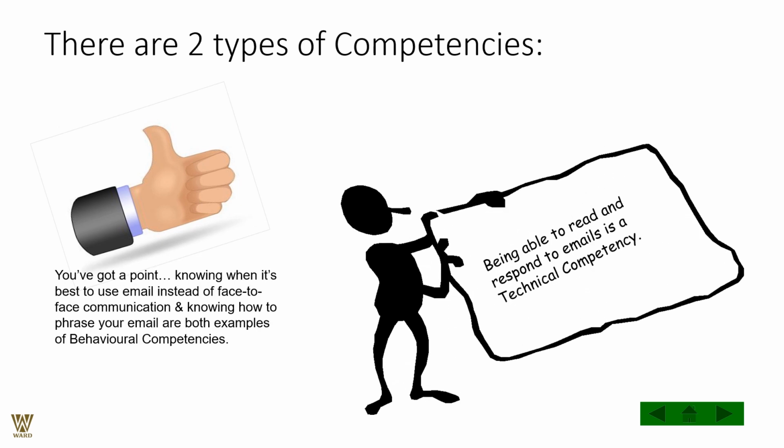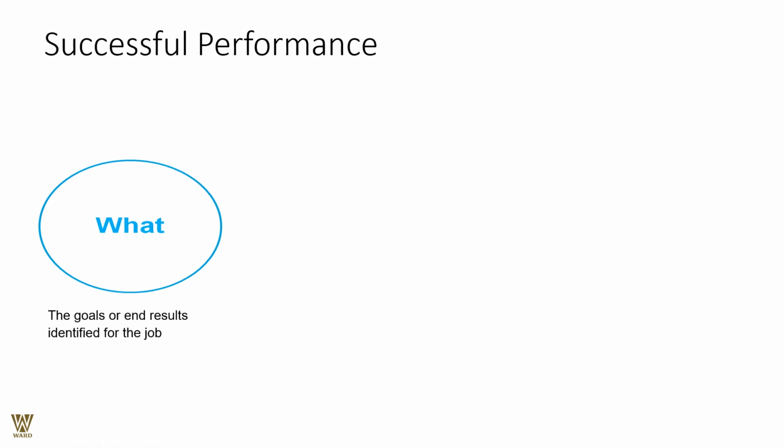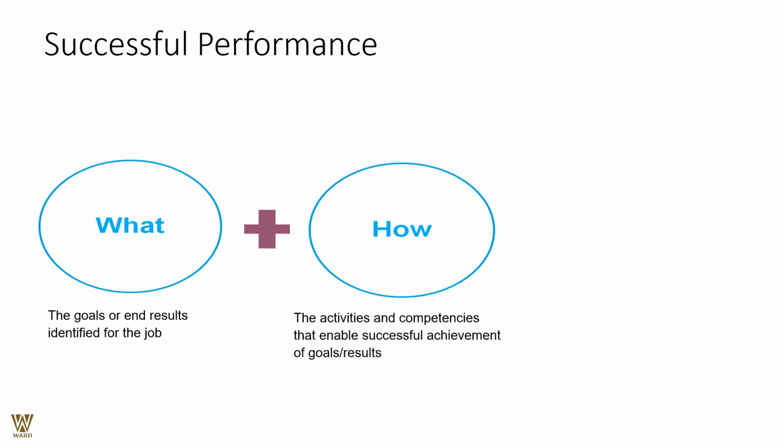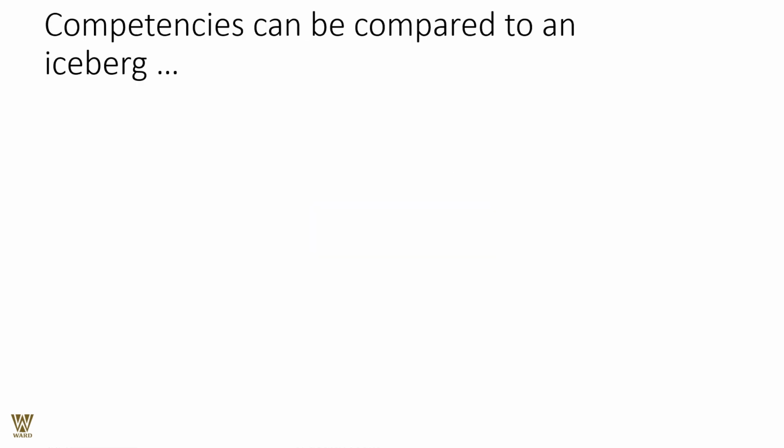So what are we looking into? We are trying to ensure that you are able to read and respond to the mail, and that is what technical competencies is all about. That's the point of knowing when to use, what to use, and how to use, as the case might be. Successful performance is about what you answer and how you go about it. So what are the goals that you want to achieve and how do you achieve those goals? The activities and the competencies that enable the successful achievement lead to successful performance. Yes, we understand exactly what plus how will make me a successful performer.